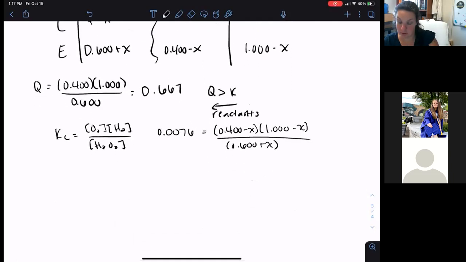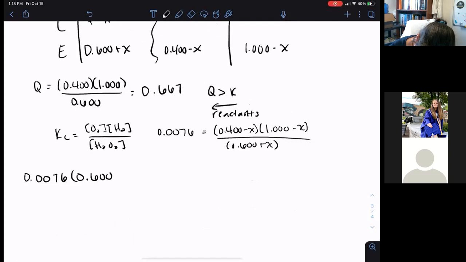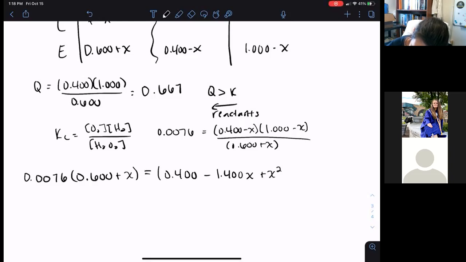So we're going to FOIL the top and multiply across, so we get 0.0076 times 0.600 plus X, and this will be equal to 0.400 minus 1.400 X plus X squared.